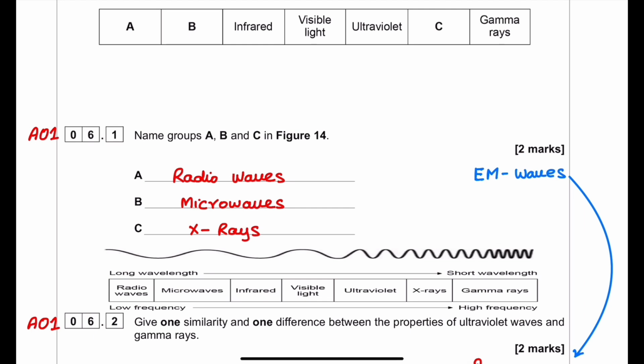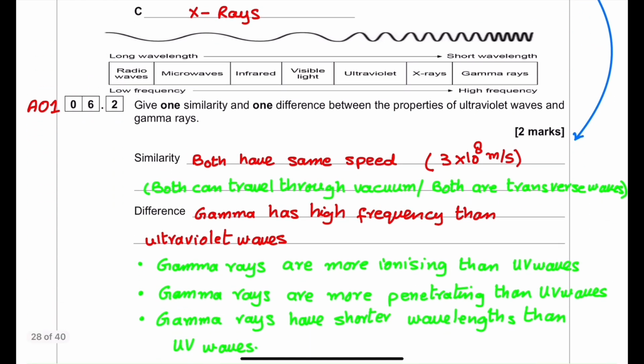But on the other hand, ultraviolet radiation is less ionizing as compared to gamma rays. We can see here the frequency of the ultraviolet radiation is less as compared to gamma rays. Gamma rays are more penetrating due to having high energy as compared to ultraviolet radiations. Let's see the model answer. The different options are given in similarities and differences for the students.